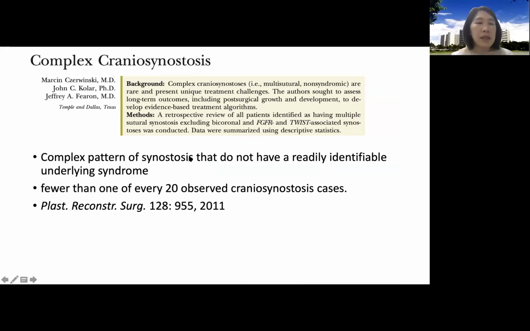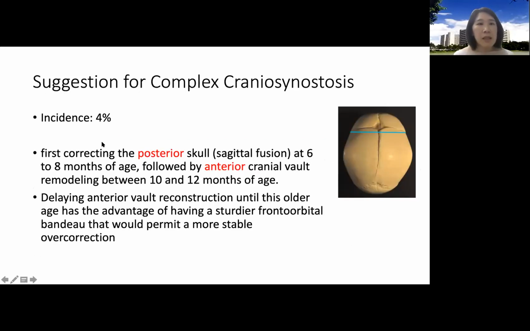So the paper comes from Fearon in 2011. He defined a complex pattern of synostosis that does not have a readily identifiable underlying syndrome. And the incidence is about 4%. So it's quite few.